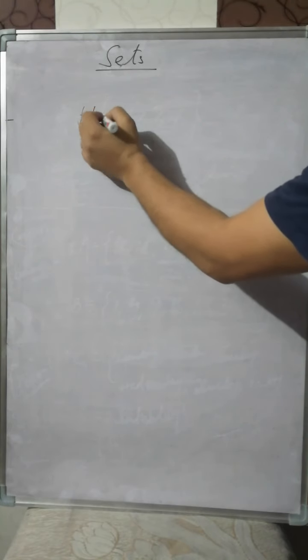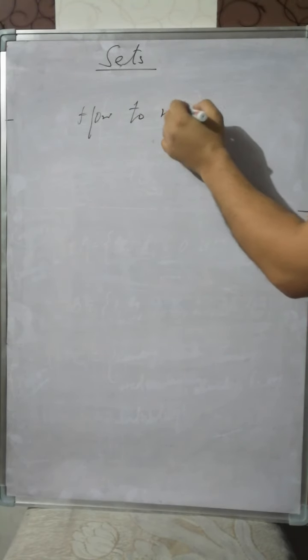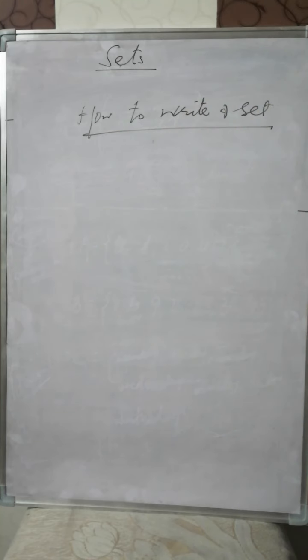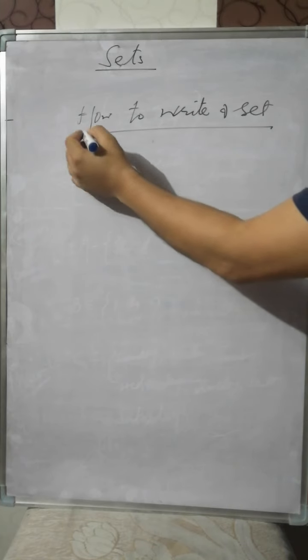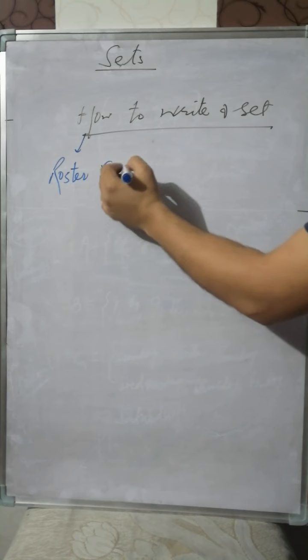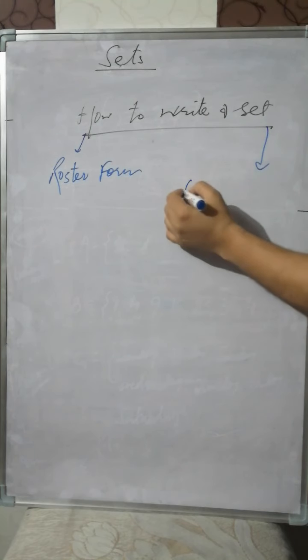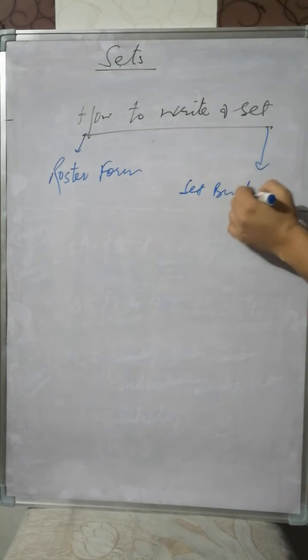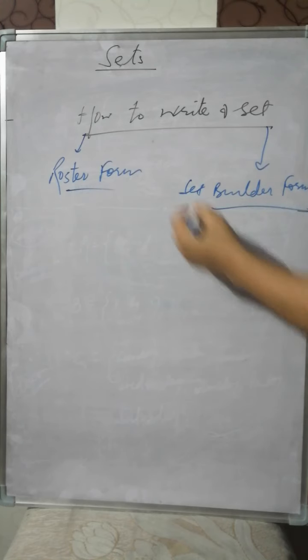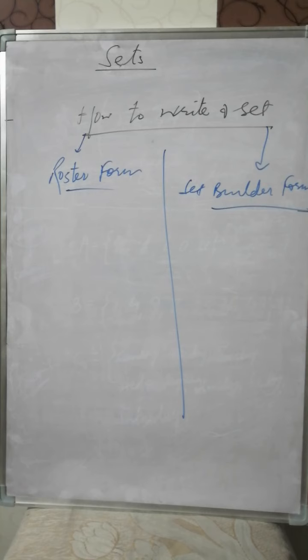So there are two ways of writing a set. One is the roster form, and the second one is the set builder form. Roster form and set builder form.